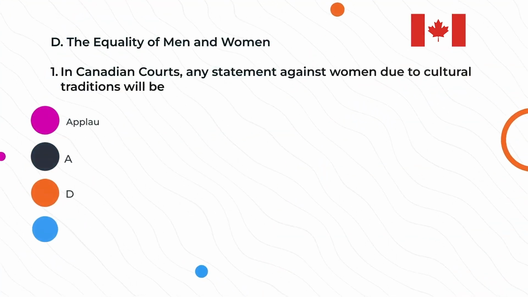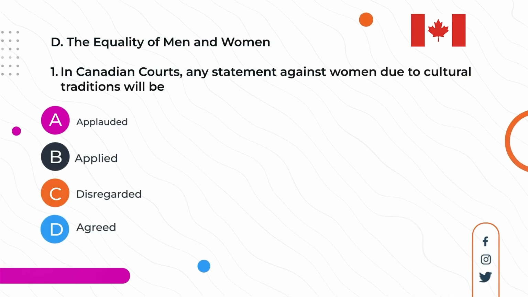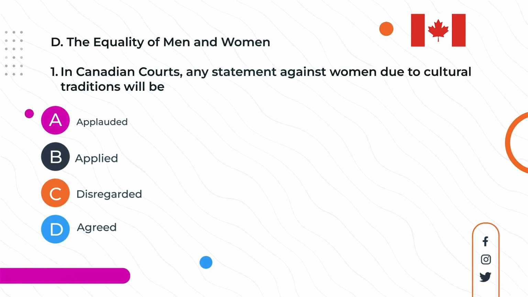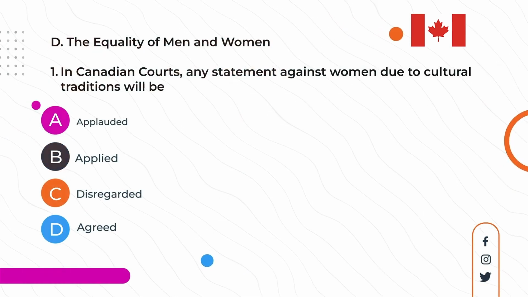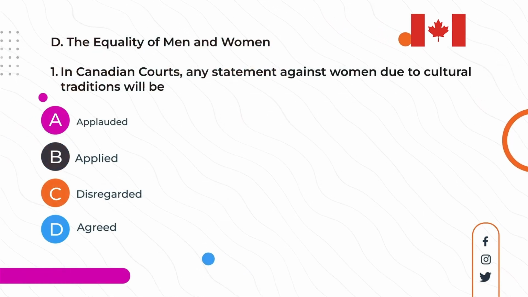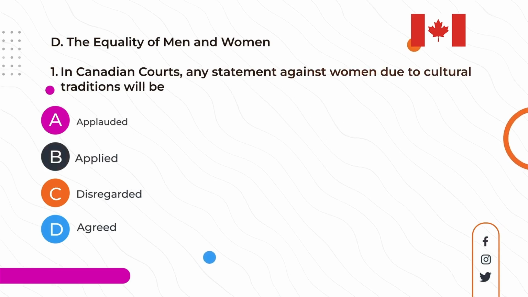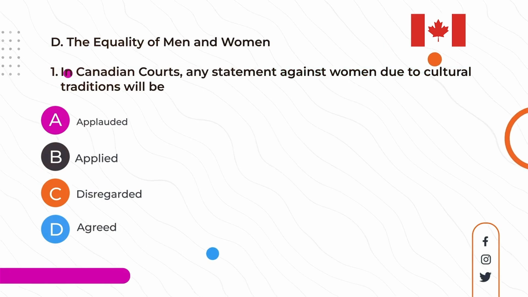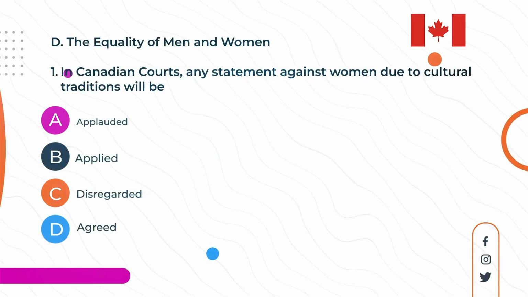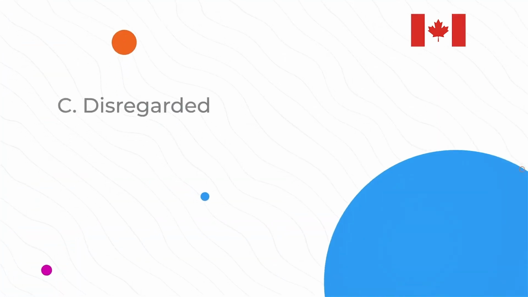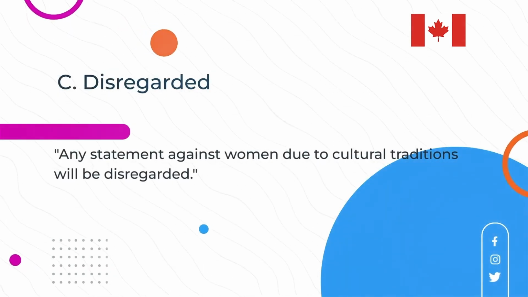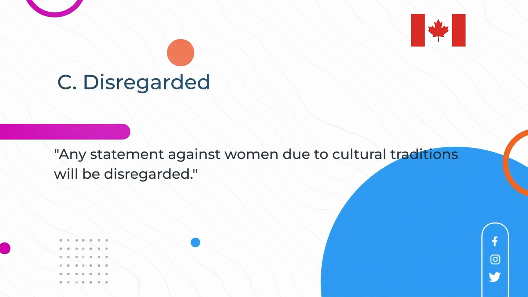D. The equality of men and women. Number 1. In Canadian courts, any statement against women due to cultural traditions will be A. Applauded. B. Applied. C. Disregarded. D. Agreed. Answer: C. Disregarded. Any statement against women due to cultural traditions will be disregarded.